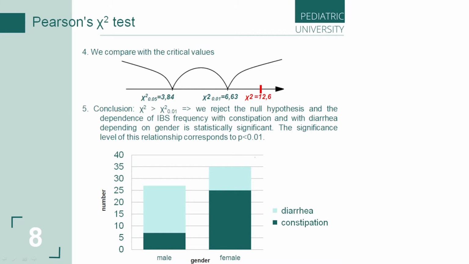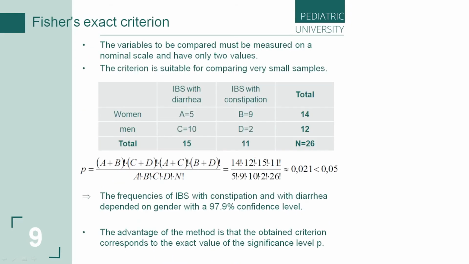So, what is the next way to check the difference in frequencies? It is Fisher's exact test. Next, the conditions for its application. The variables to be compared must be measured on a nominal scale and have only two values. The advantage of this criterion is that it is suitable for comparing very small samples. That's what it was designed for.